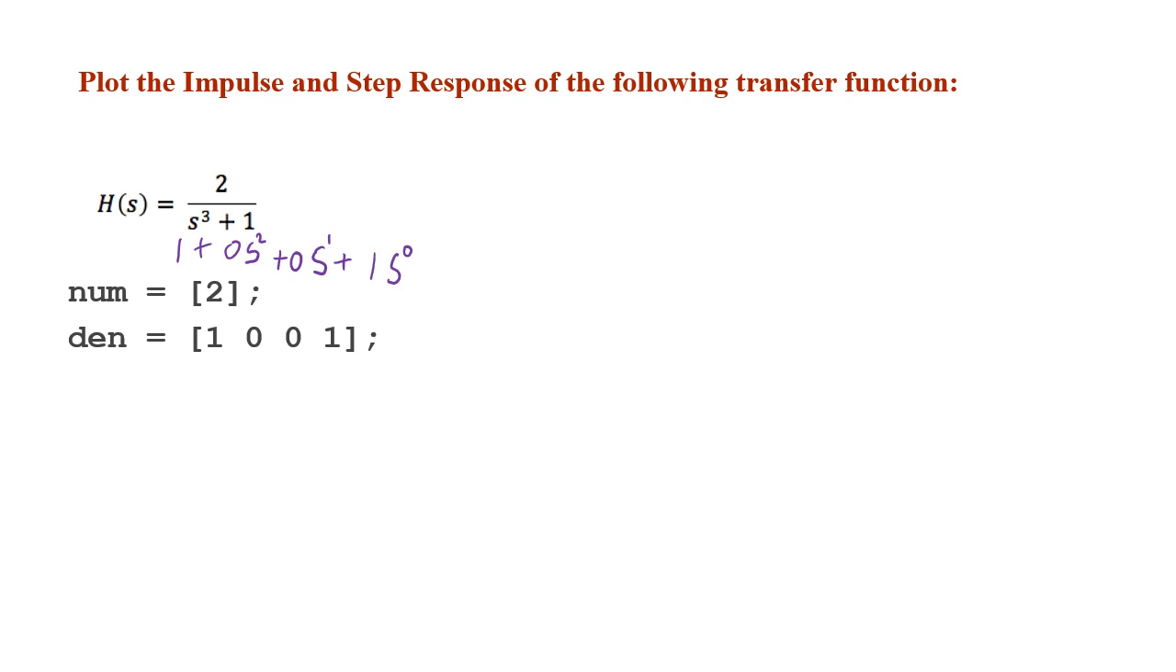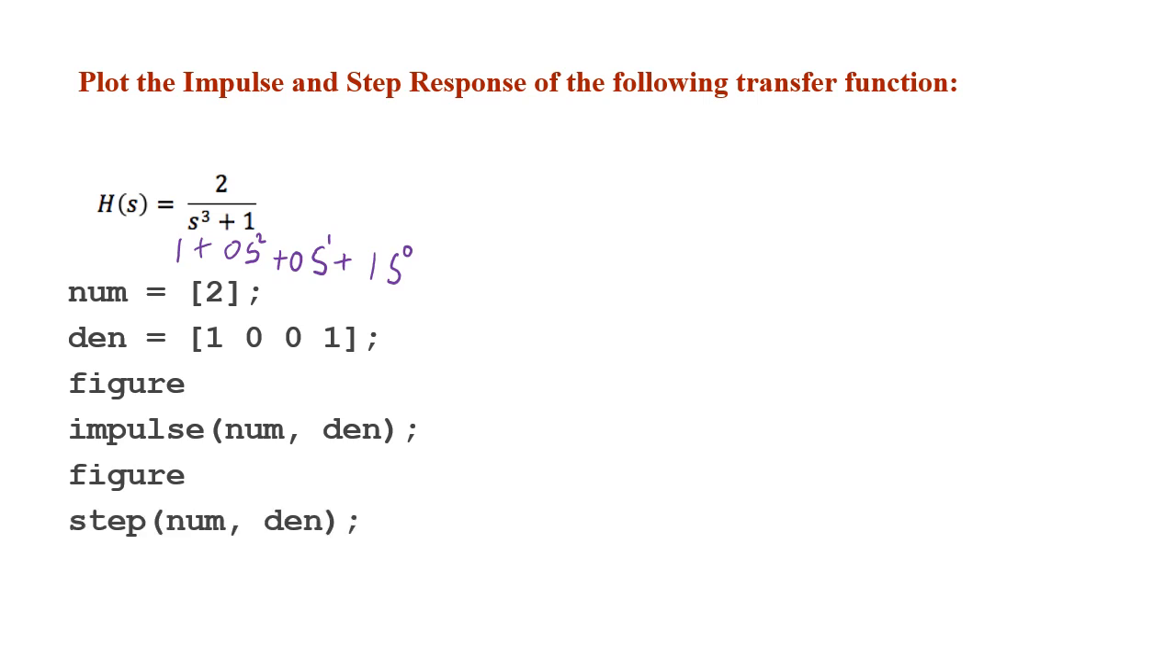Next, we can simply call the impulse function. But before that, we're going to open a new figure window. So we're going to type figure, then impulse, numerator, denominator. Then figure again to open a new window, then step, of course, to plot the step response. And we're going to pass the numerator and the denominator as inputs.